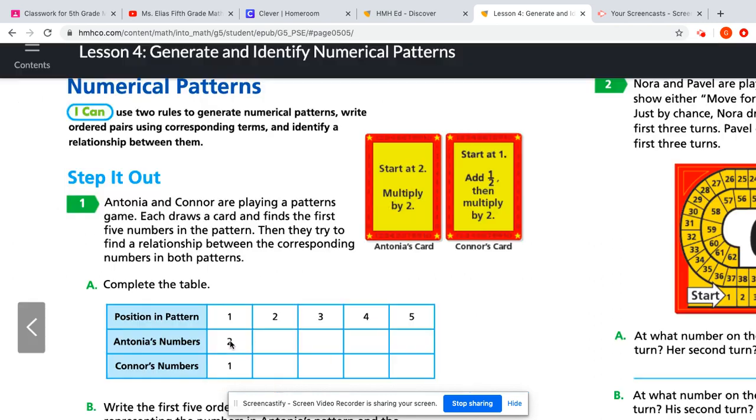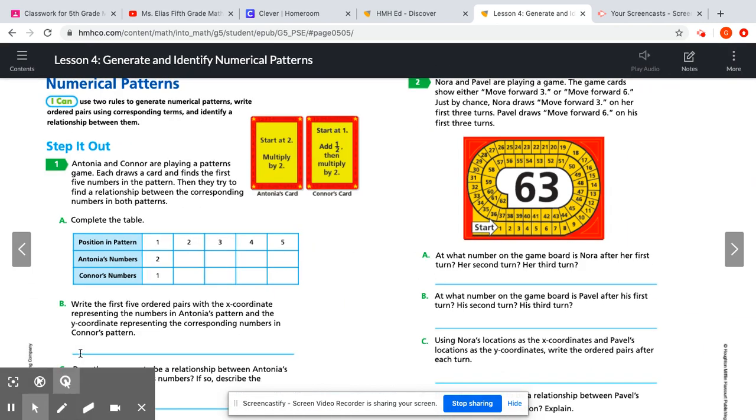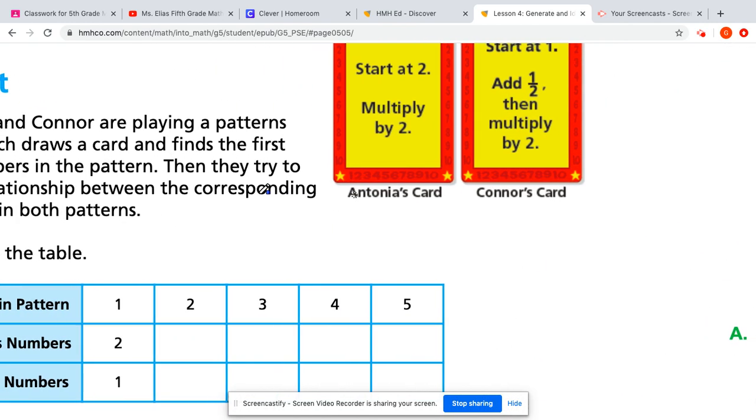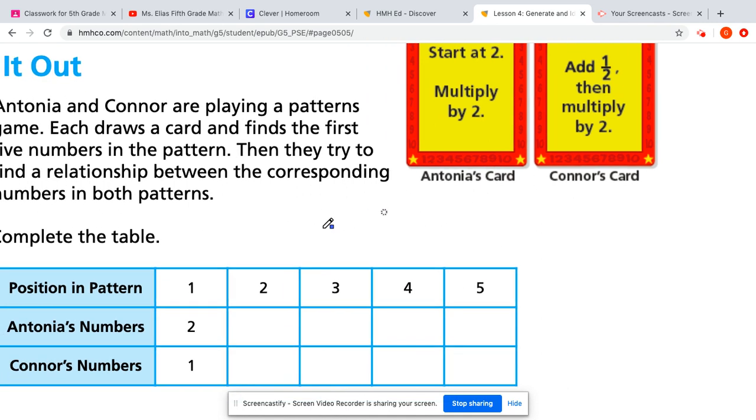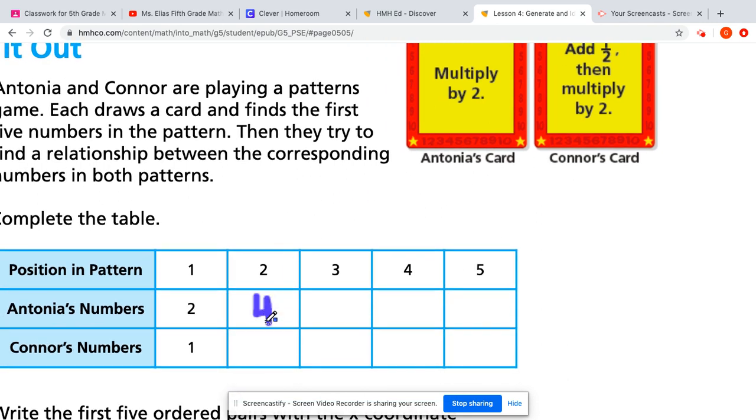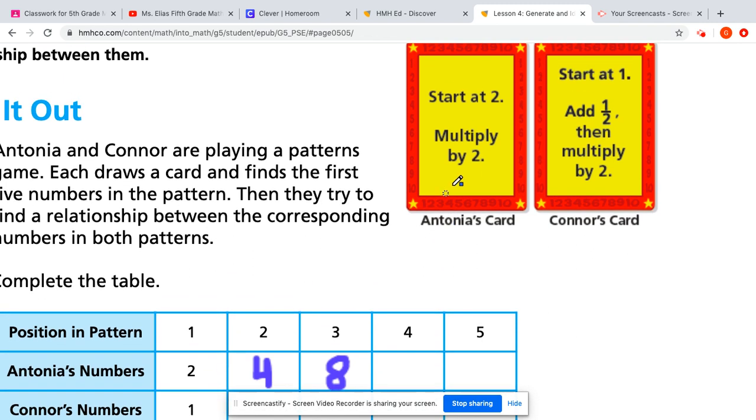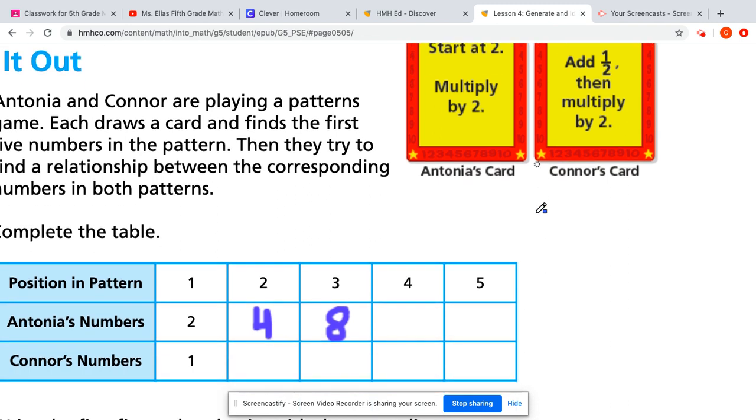So Antonia starts with 2 and her pattern card says that every time she draws a card she has to multiply by 2. So 2 times 2 is 4, 4 times 2 is 8, and so on and so forth. You can complete the rest. For Connor's card, it says that he starts at 1 and then he adds half.